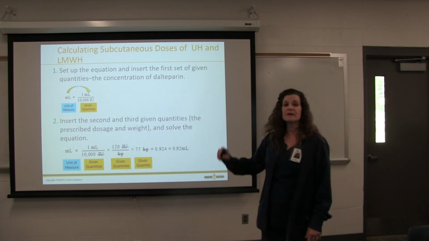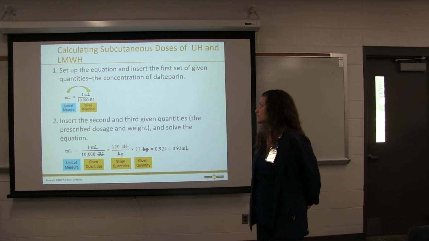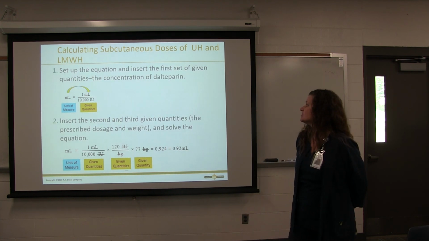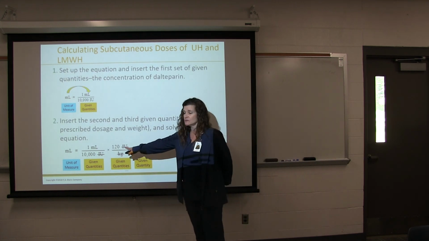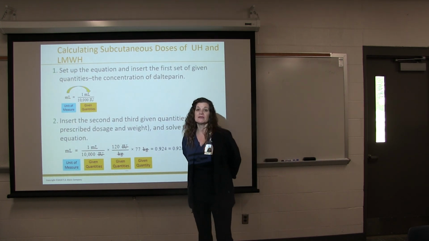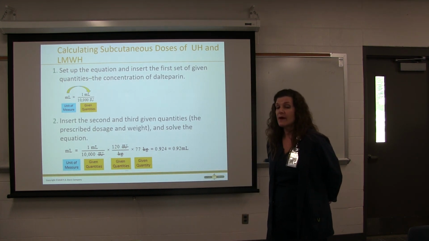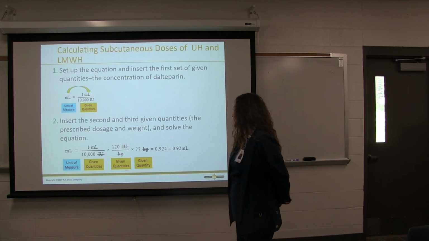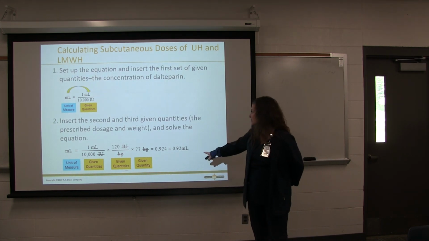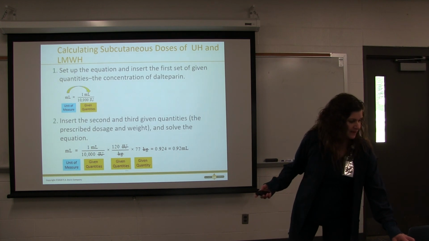Okay, we're still looking for milliliters. Then we're going to give our given quantities again, 1 milliliter per 10,000 units. Insert the second and third given quantities. So now we take our prescribed dose, but now we've got to calculate in our patient's weight because again, heparin is typically given by weight of the patient, and so that in this case would be very important. And so we round to the hundredths, so we have 0.92 milliliters.